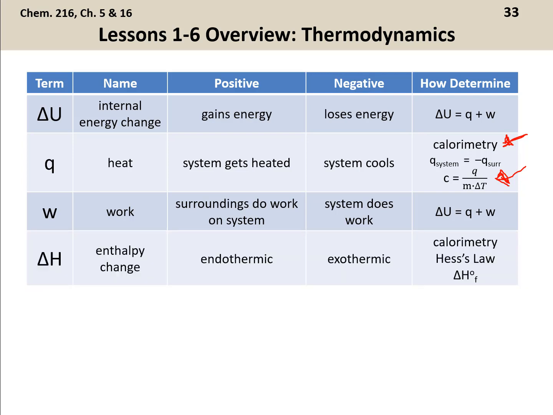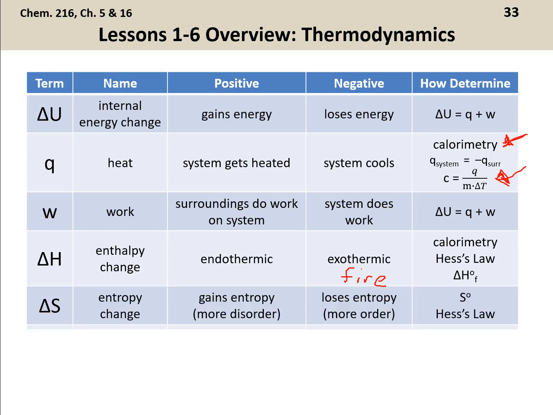We also have delta H. Delta H is enthalpy change. If it's endothermic, that means delta H is positive. That means heat is going into the system. If it's exothermic, that means delta H is negative. That means it's giving off heat. This is combustion or fire. We can figure out delta H from calorimetry, or from Hess's law, or from delta H of formation.